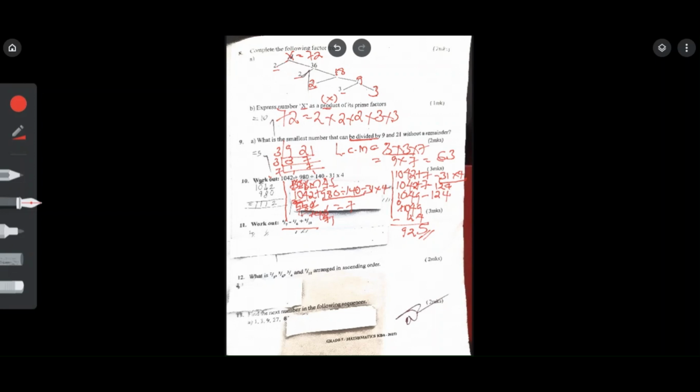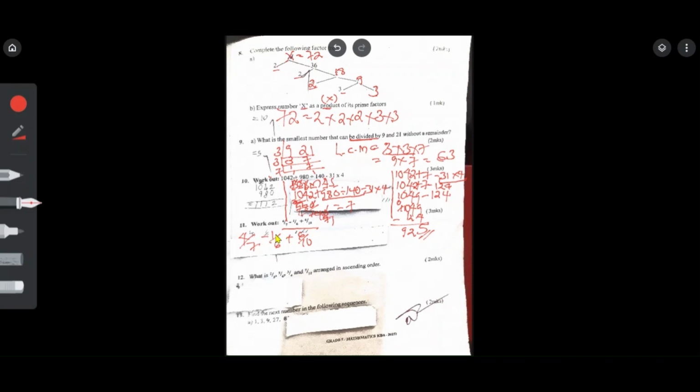Let me write for you. I think it's not visible enough. We have 4 all over 7 minus 1 all over 6, then plus 6 all over 10. All right.